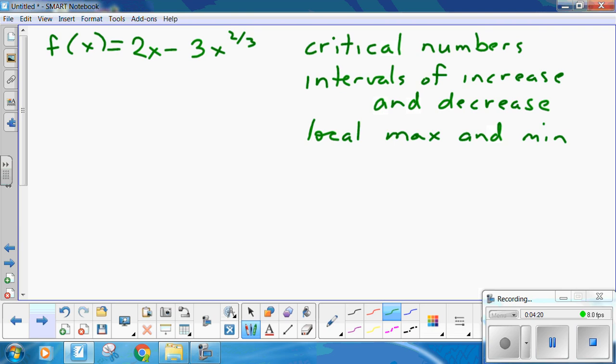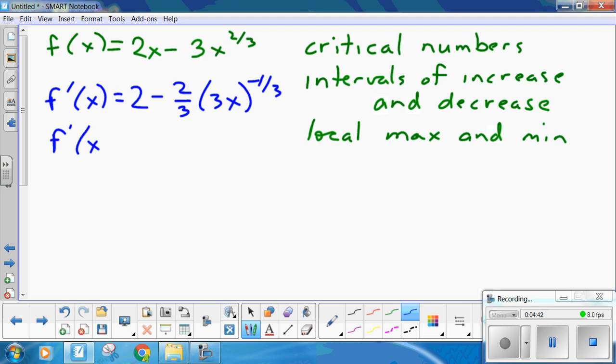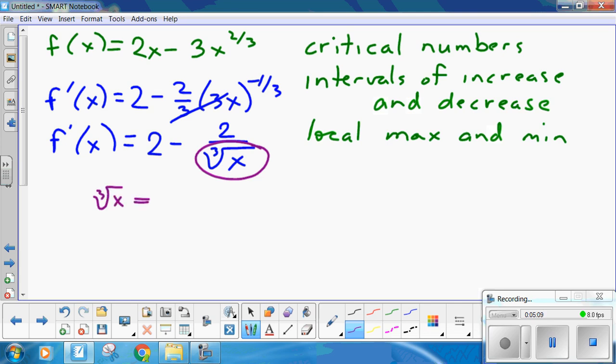All right. So first things first, what are the critical numbers? Now, as I said before, pause the recording, do this, come back and check your work. All right, so welcome back. F prime of x is 2 minus 2/3 times 3x to the minus 1/3. What are the critical values? Well, the only critical value I can see here, this is 1 over the cube root. So cube root of x can't equal 0, so x can't equal 0, because this does not exist.